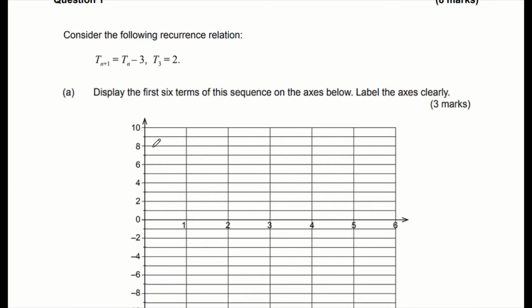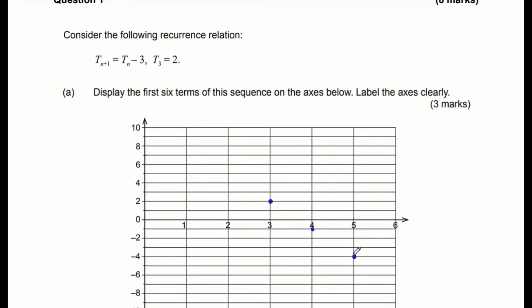When you display it on a graph, you should get a linear shape, which is going to be a straight line. You can start from the third term, which is 2. So how do we get the fourth term? We will minus 3, right? So 2 minus 3 gives negative 1. After that, negative 1 minus another 3 gives you negative 4. So that is 1, oops, sorry, 1, 2, 3, 4.